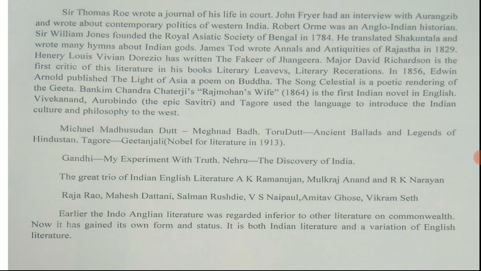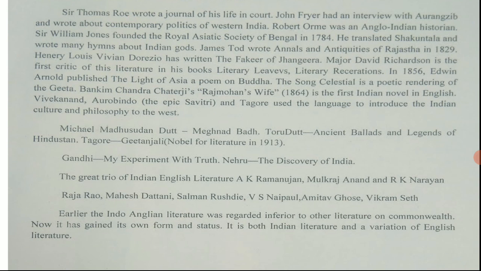Now, what are the famous works of this literature? Just have a look at it. Sir Thomas Roe wrote a journal of his life in court. John Fryer had an interview with Aurangzeb and wrote about contemporary politics of Western India. Another gentleman, Robert Orme, was an Anglo-Indian historian. Sir William Jones founded the Royal Asiatic Society of Bengal in 1784. He also translated Shakuntala and wrote many hymns about Indian gods. Sir William Jones is very famous.